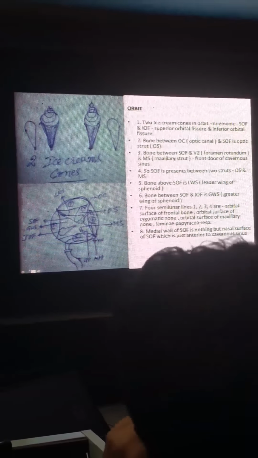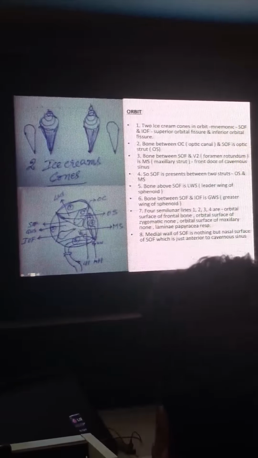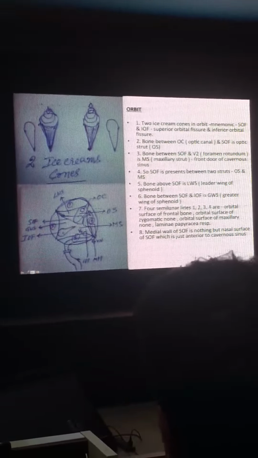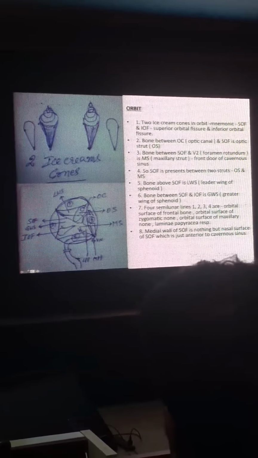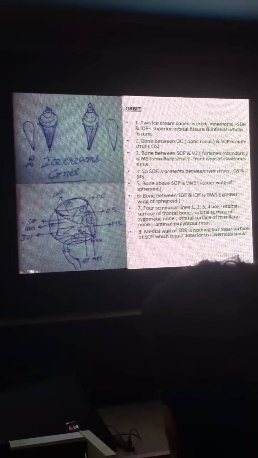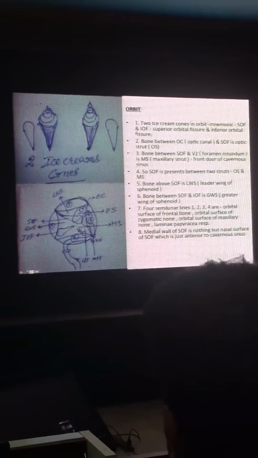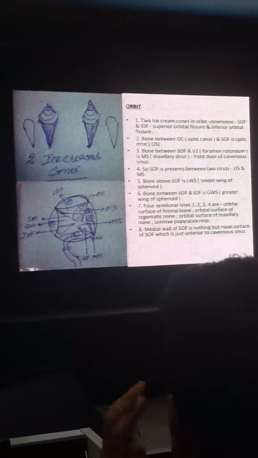So, another. This is the superior orbital fissure, this is the inferior orbital fissure. So, the bone between the superior orbital fissure and inferior orbital fissure is the greater wing of sphenoid. So, this is the optic canal, optic rim. This is the optic rim.